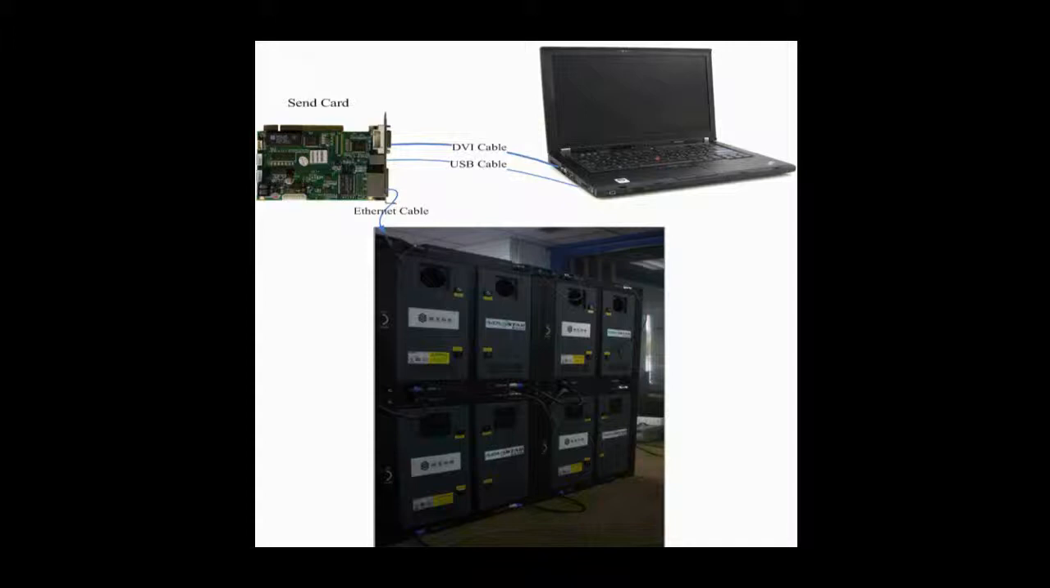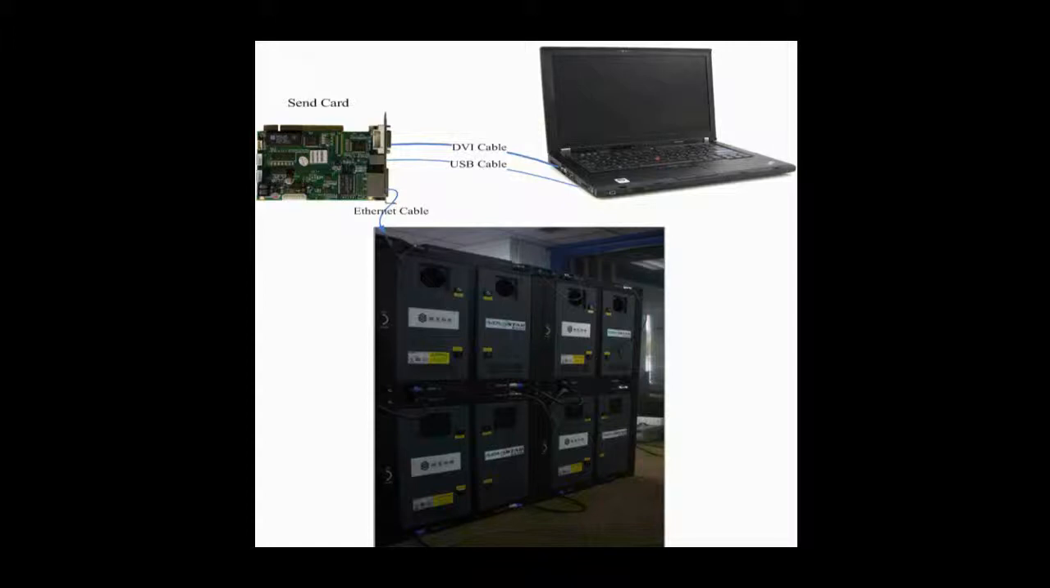The screen is composed of multiple cabinets, and in every cabinet is a receiver card. Please note that a receiver card is also named a SCAN board. DVI cables and USB cables are used to connect the control computer and the setting card. The DVI cable is for image data transmission, and the USB cable is for instructions and parameters. Receiver cards are connected to the setting card through Ethernet cable.